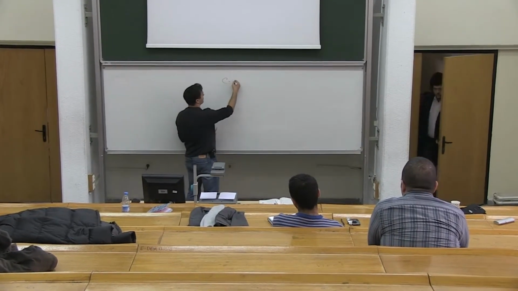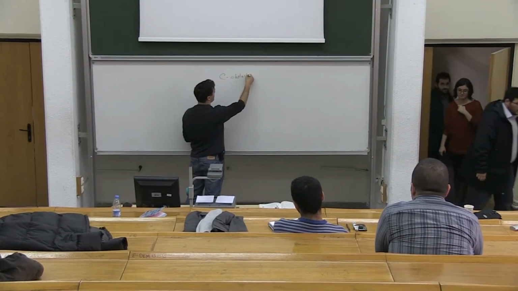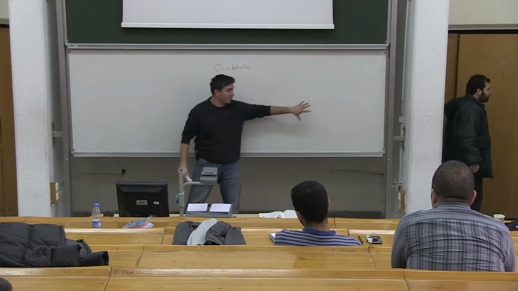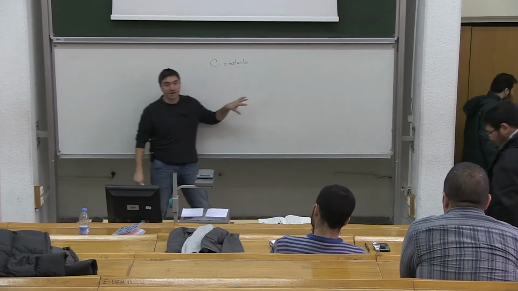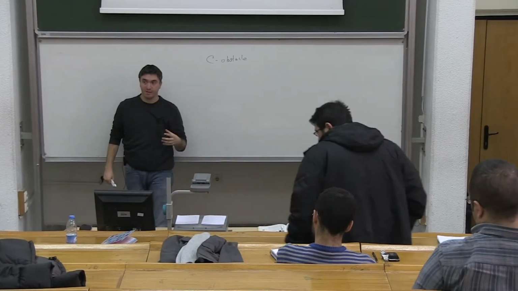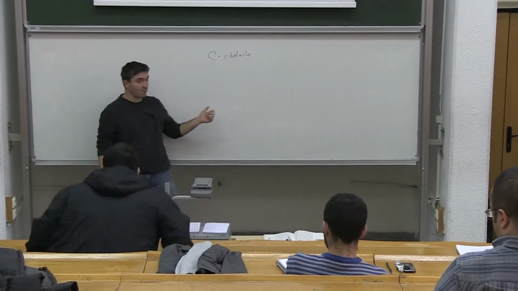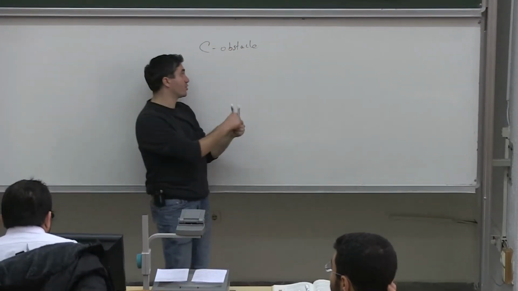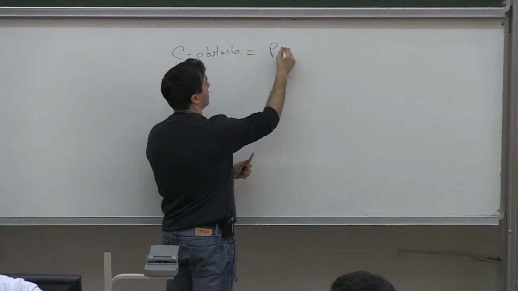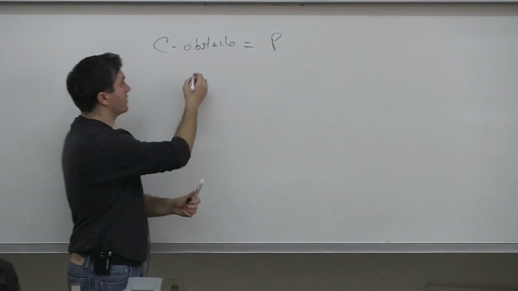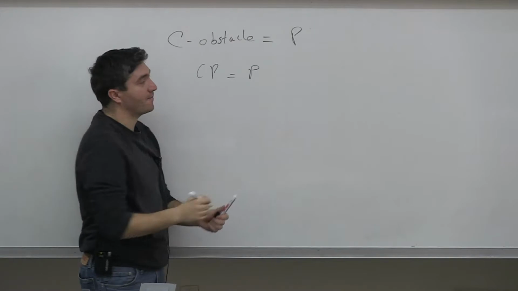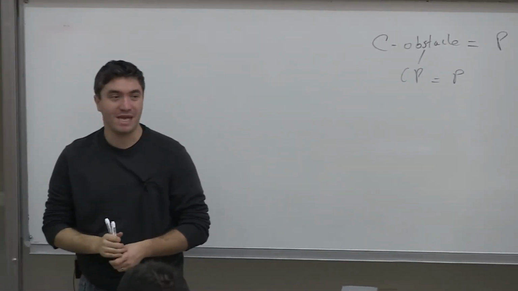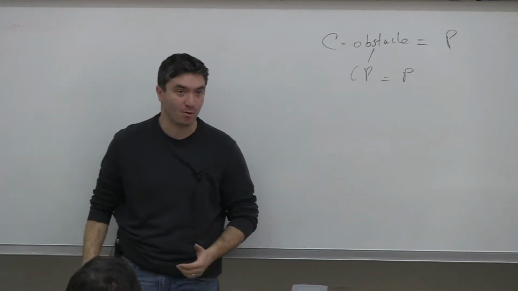So we had this term C obstacle, the configuration space obstacle, which was a mapping of a workspace polygon to the configuration space. In the point robot, these two polygons were the same. So C obstacle was equal to the polygon itself, or CP was equal to P. This is denoted by CP as well, equal to P in the case of a point robot.